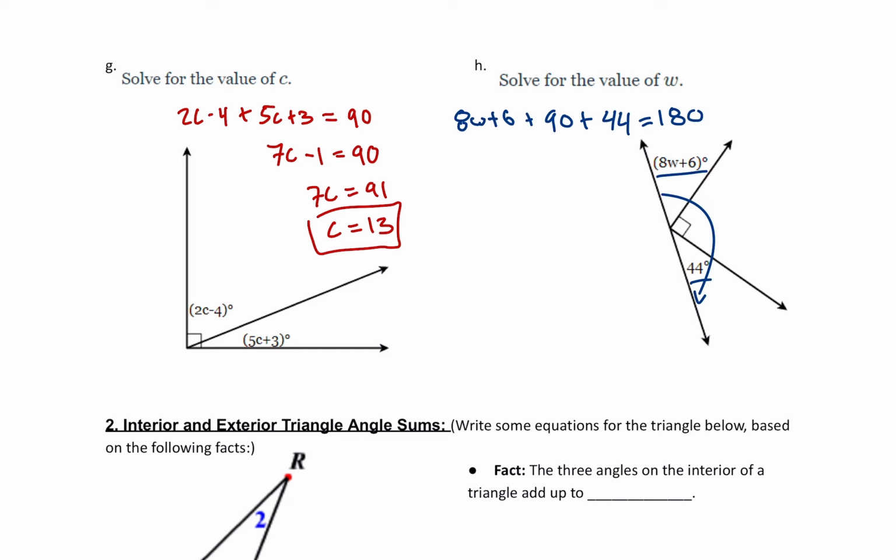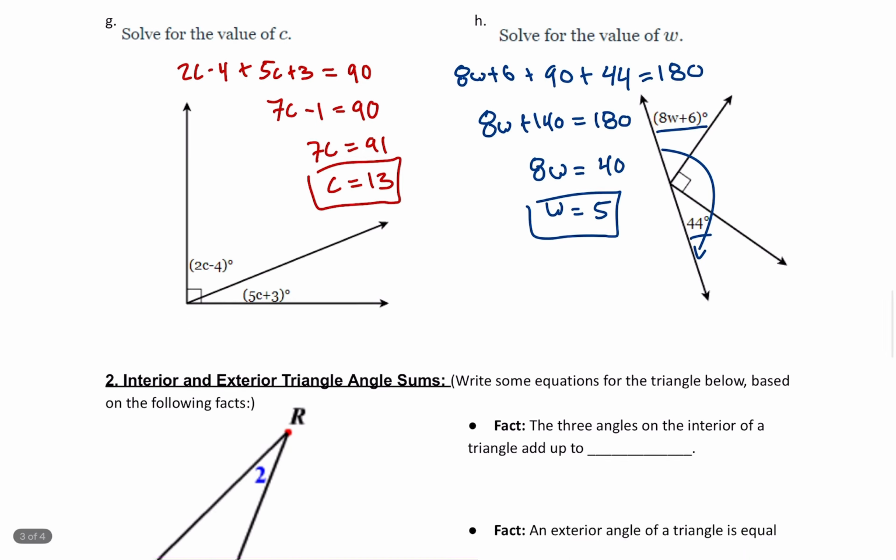So now I'll combine my like terms. I just have 8W and then 6 plus 90 plus 44. That's going to be 140. It's equal to 180 still. And then if I subtract 140 from both sides, I end up with 8W is equal to 40. And if I divide by 8 on both sides, W is equal to 5. Okay, not too bad once we set up those equations.